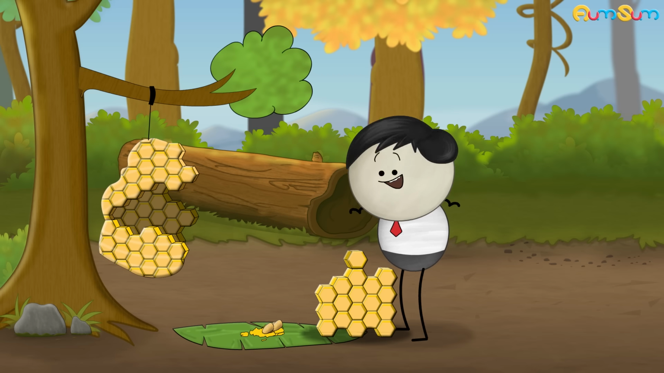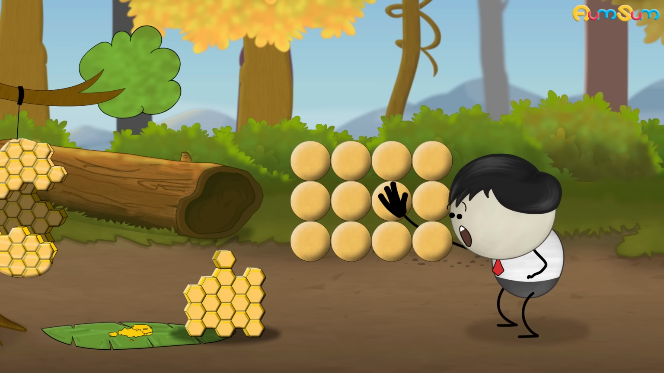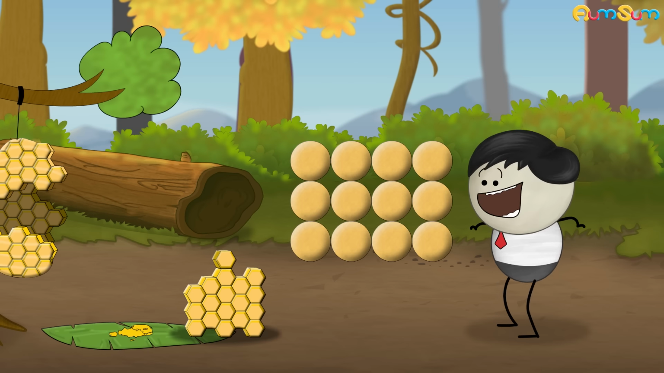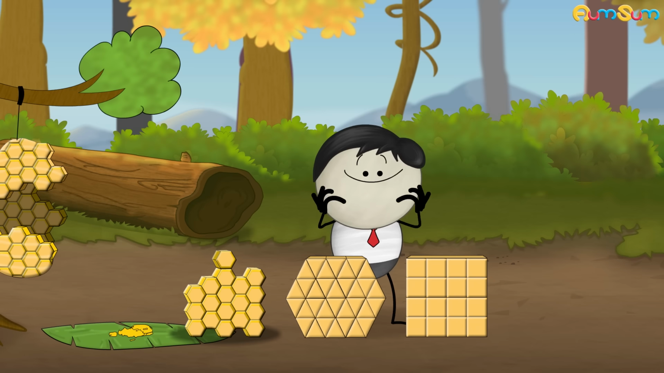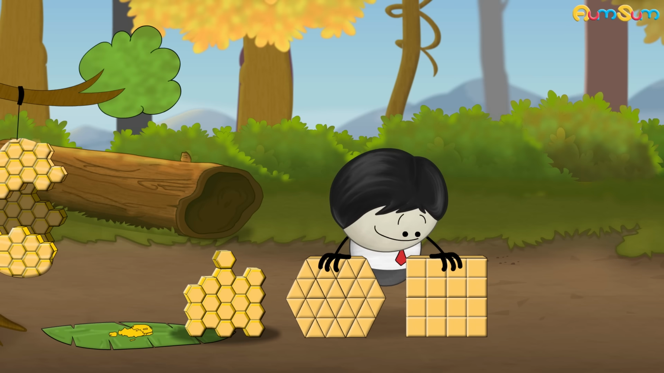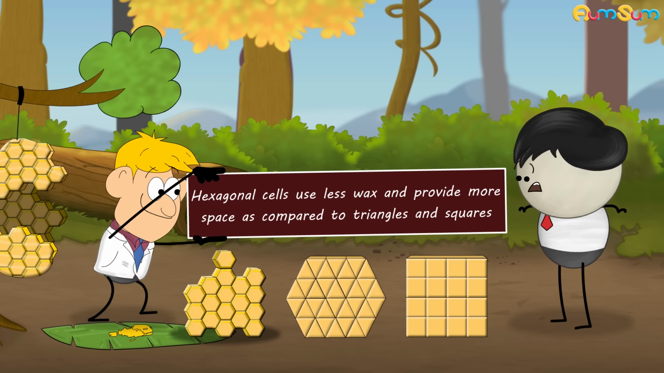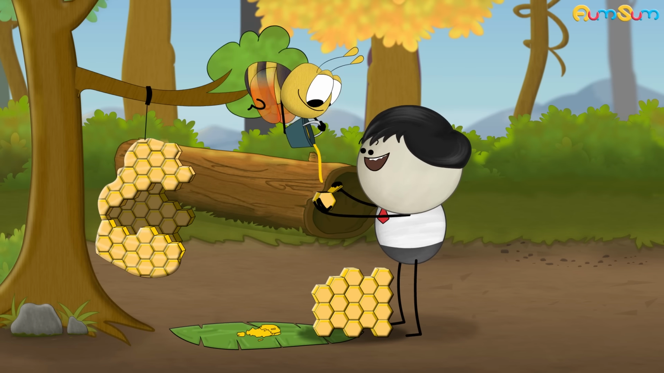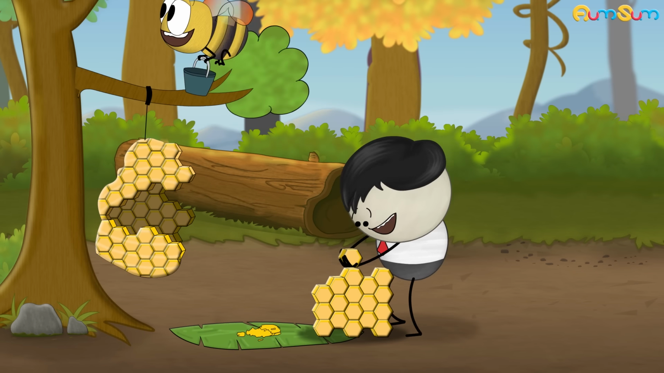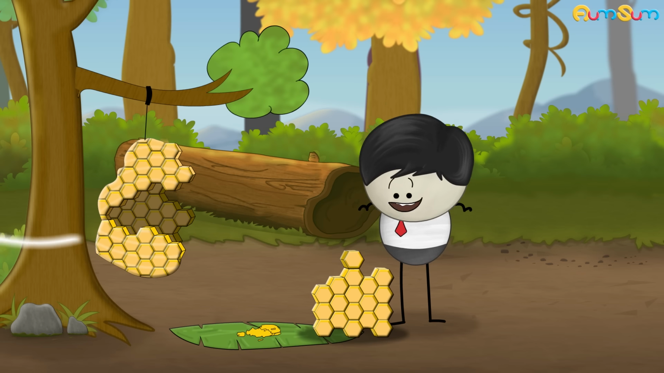Now, if each cell of the honeycomb would be a circle, then there would be a lot of gaps or wasted space between cells. So why didn't honeybees make triangular or square cells? These shapes don't leave any wasted space. Popular research suggests that hexagonal cells use less wax and provide more space as compared to triangles and squares. This means honeybees can store more honey while using the least amount of wax. Besides this, the overall structure is much more stable and strong.